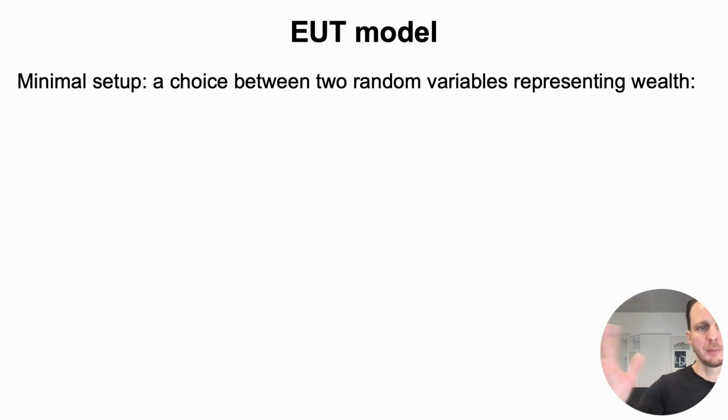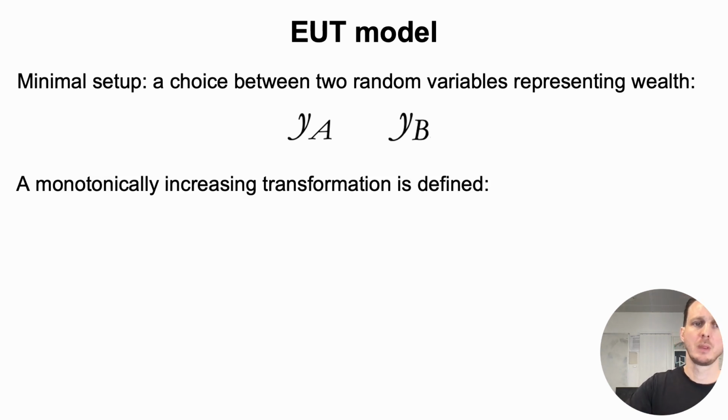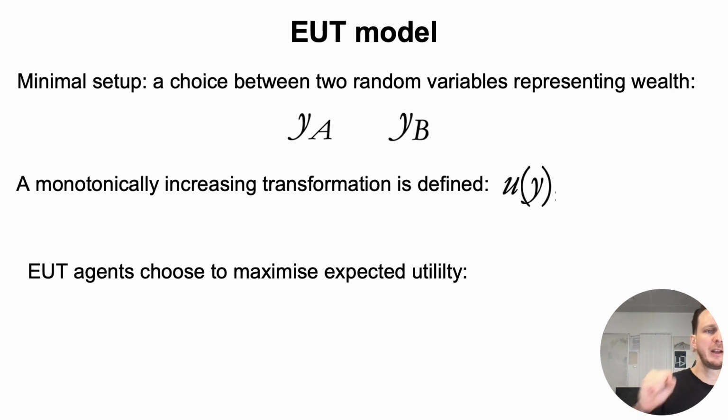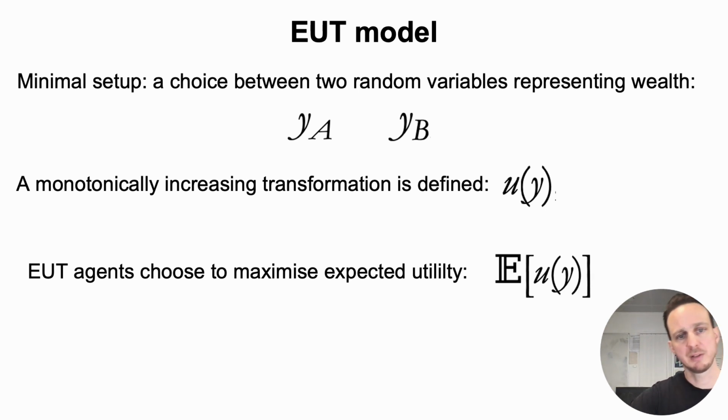EUT, again a minimal setup, is a choice between two random variables representing wealth. So notice before it was a stochastic process, here it's actually a random variable instead, again A and B. A monotonically increasing transformation is defined. Famously, this is the utility function. And then EUT agents choose to maximize the expectation value of that, which is expected utility.